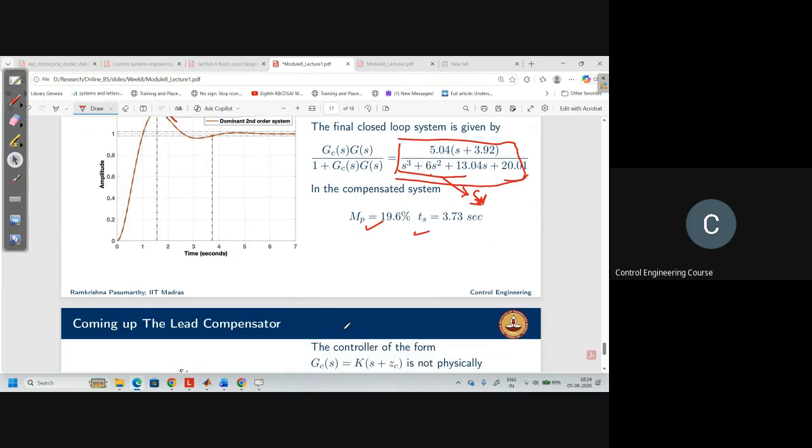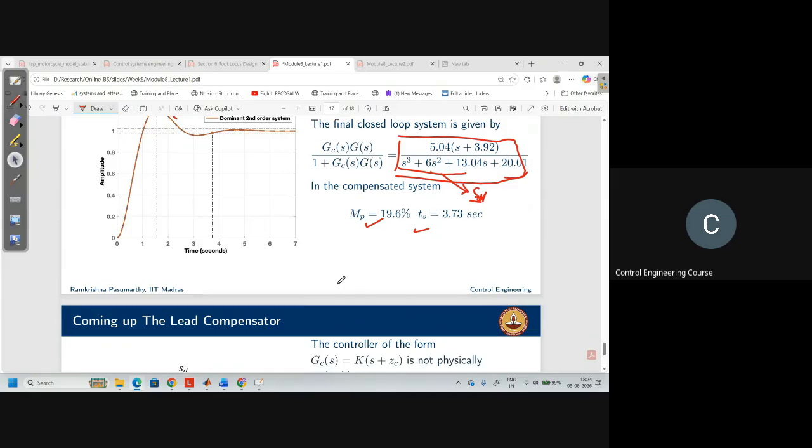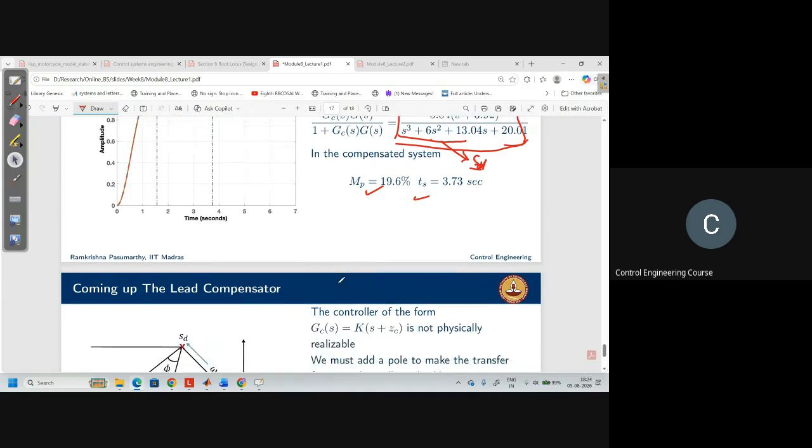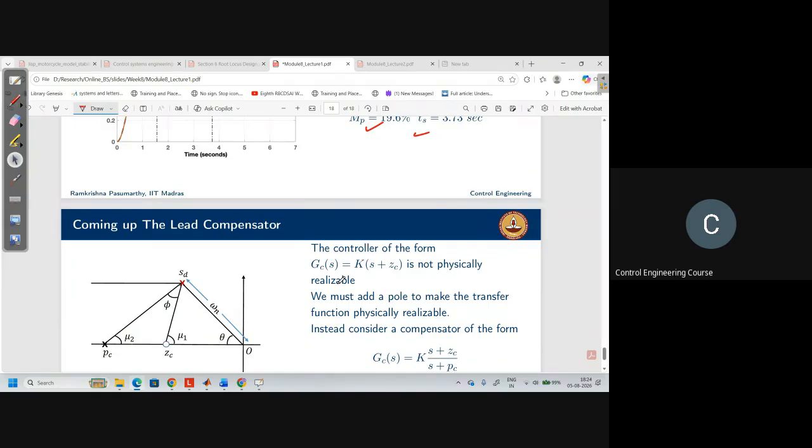But the problem with this controller, that is the PD controller, S plus proportional plus derivative controller, is that it is not physically realizable. There are two reasons for this. One is it amplifies the high frequency noise. Why? Because PD means a differentiator. It acts as a differentiator, and a differentiator means a high pass filter. So for high frequencies, it amplifies.